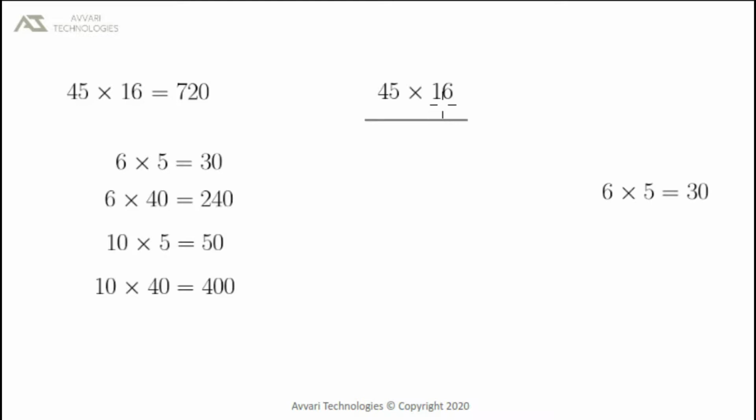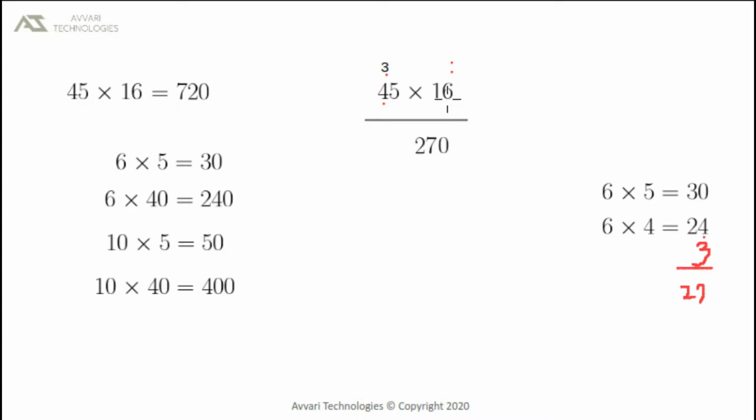First we will take the unit place of the multiplier, which is 6. 6 into 5 is 30. So write 3 as a carryover to the next number. Write the remaining number here, 0. Next we will multiply 6 with 4. 6 4s are 24. 24 plus carryover 3 is 27. Now we are done with the unit part.